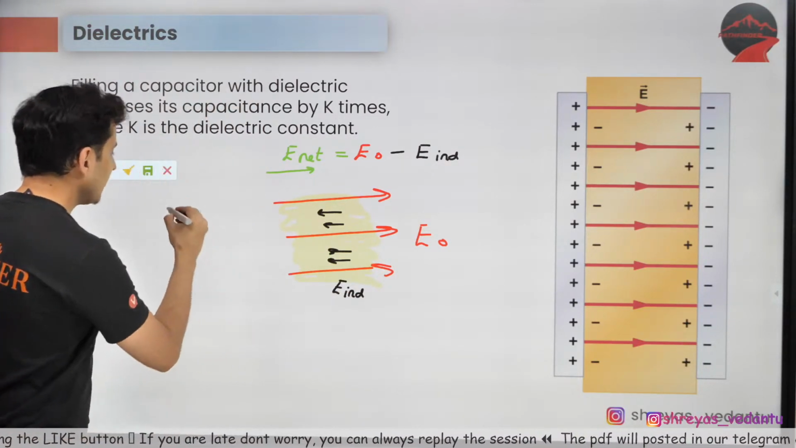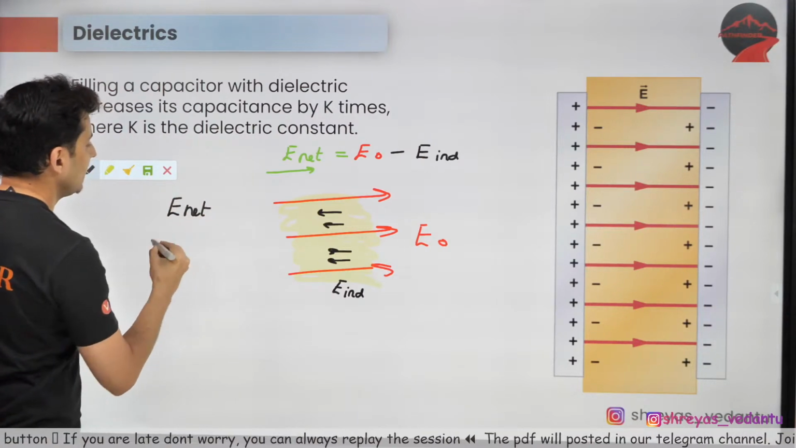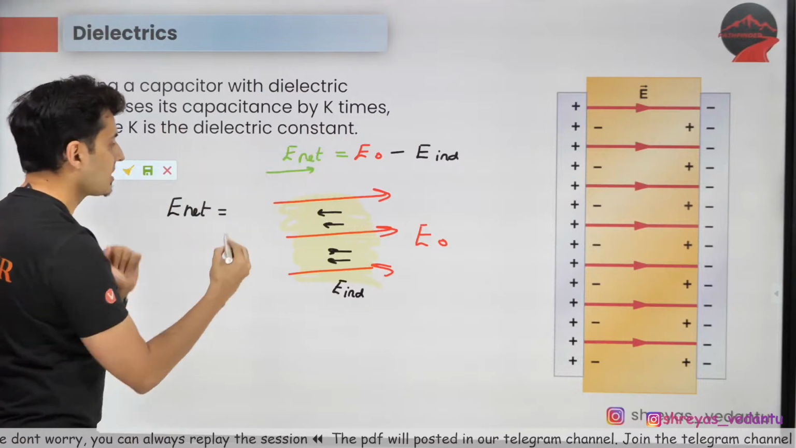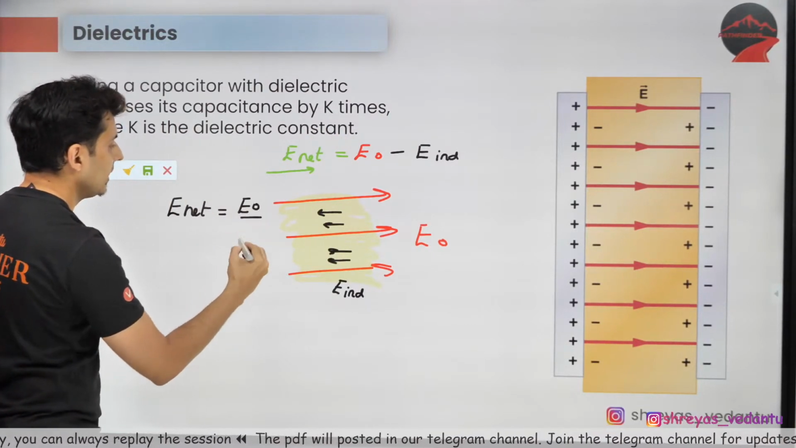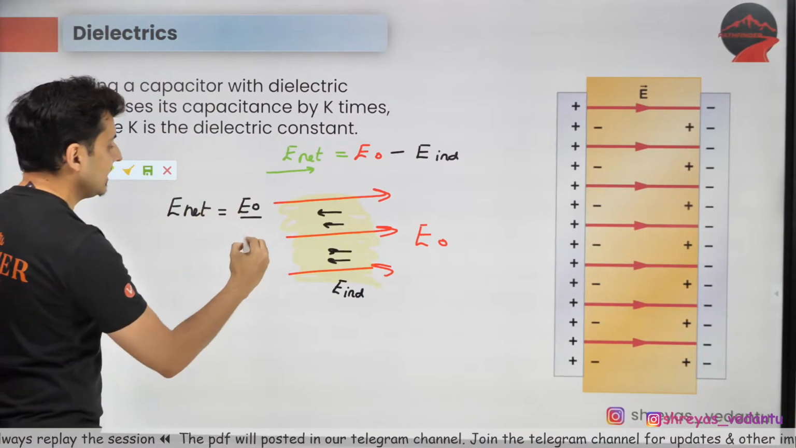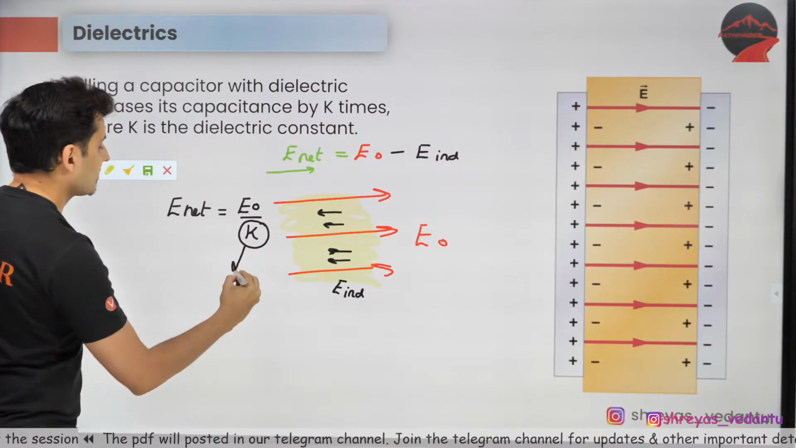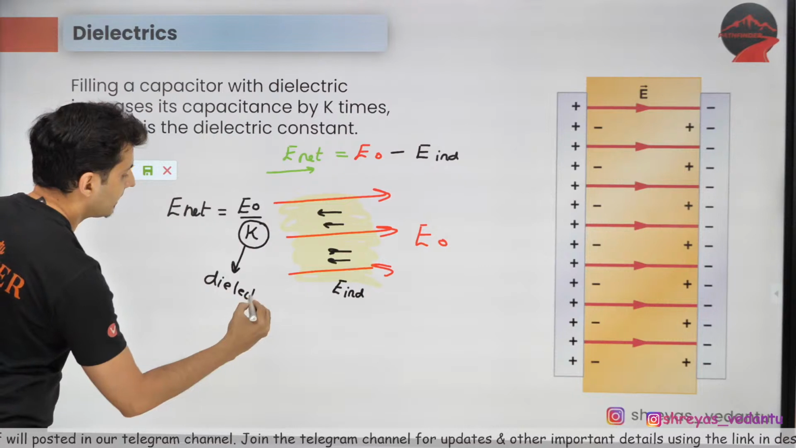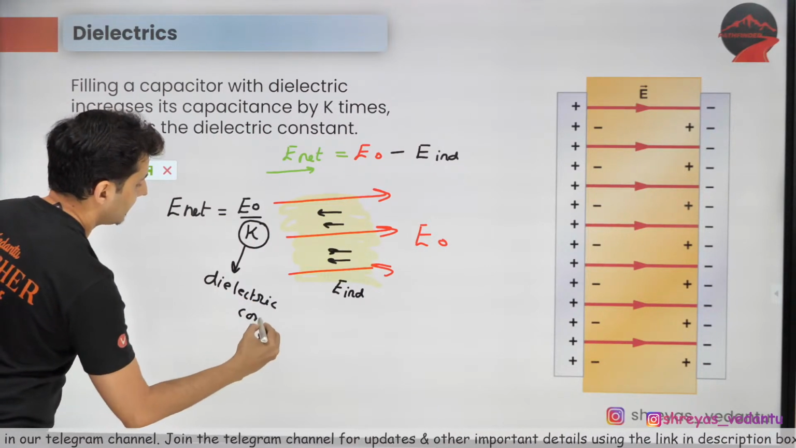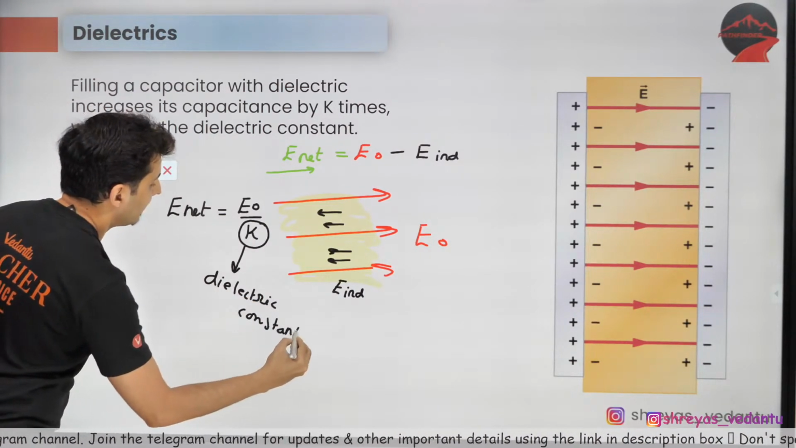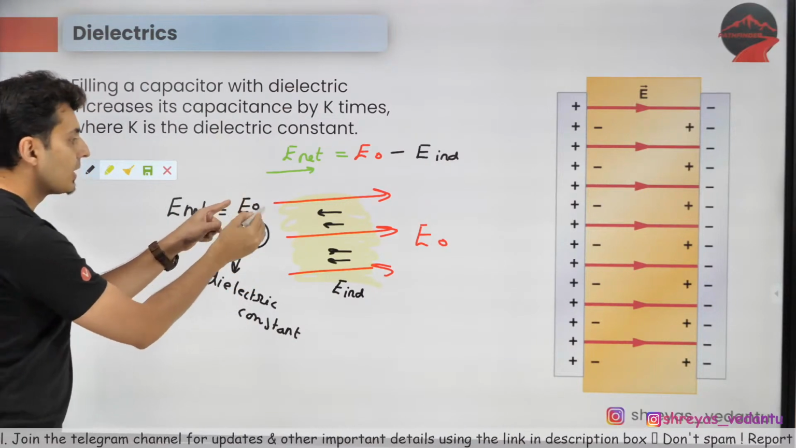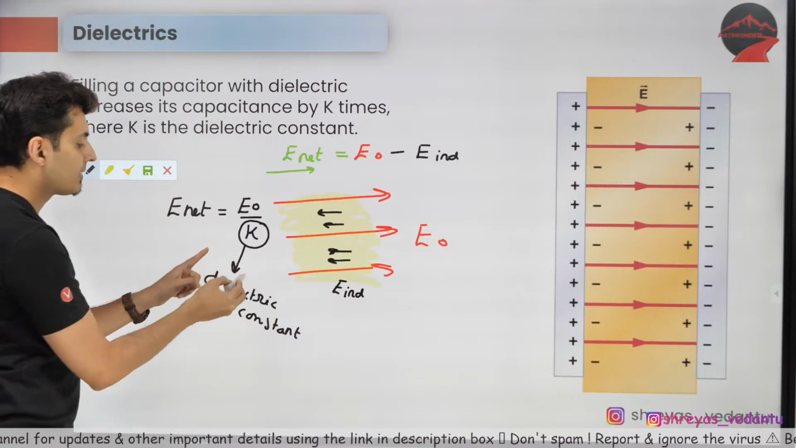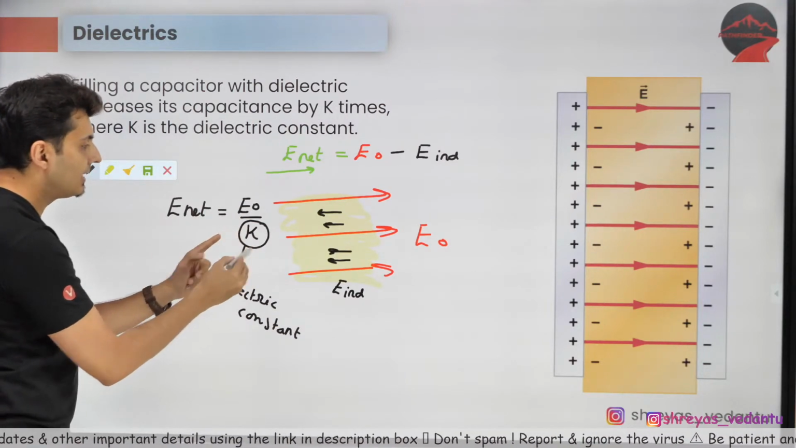Now this net field is obviously going to be less than the original field. If the original field is E naught, the number of times it is less, that K is called the dielectric constant. Keep this in mind. So if it reduces 5 times, original field is E naught, reduced 5 times, so the new field is 5 times less. So 5 is the dielectric constant.